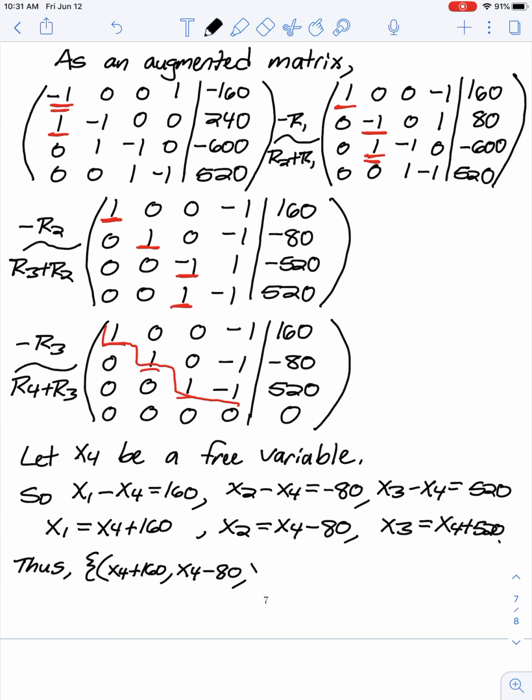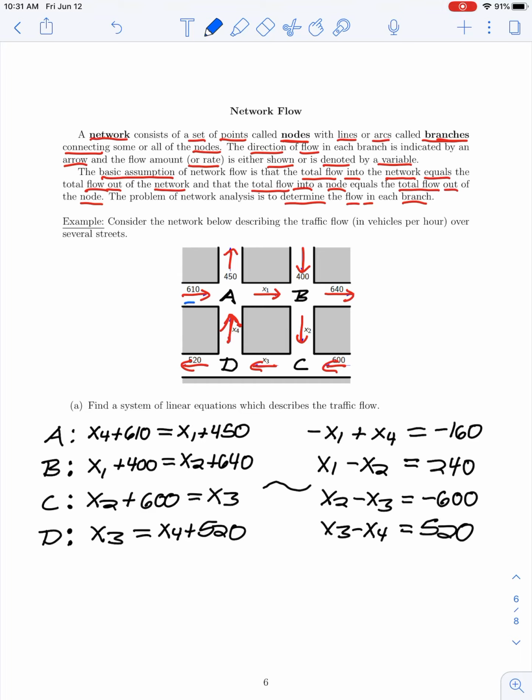Now, one thing that we need to be a little bit careful of is the sign for each of these x values. So if, for instance, let's look back at our traffic diagram, it looks like these streets are each one-way streets. That is, the flow of traffic is in any one direction along any of these streets.